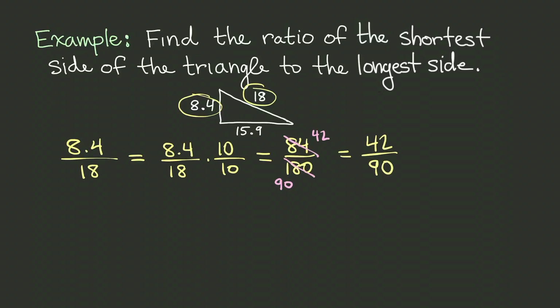Now I might notice again, these are both even. So I could divide them both again by 2. So this would give me 21, and this would give me 45. Now I have 21 over 45. These are a little bit smaller numbers.